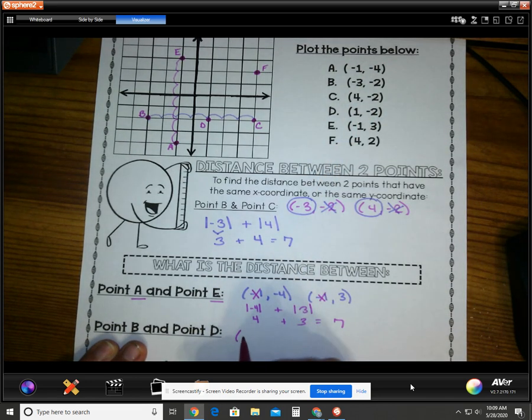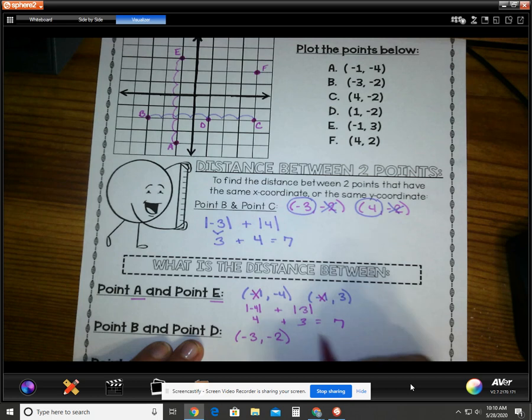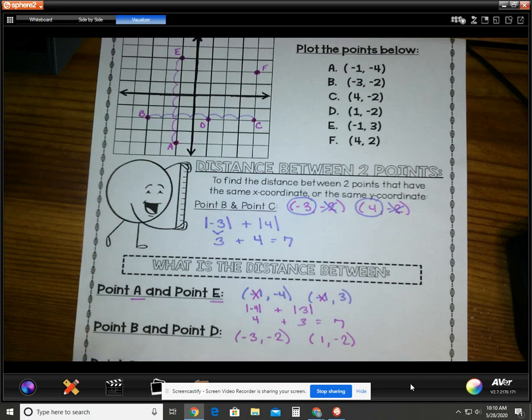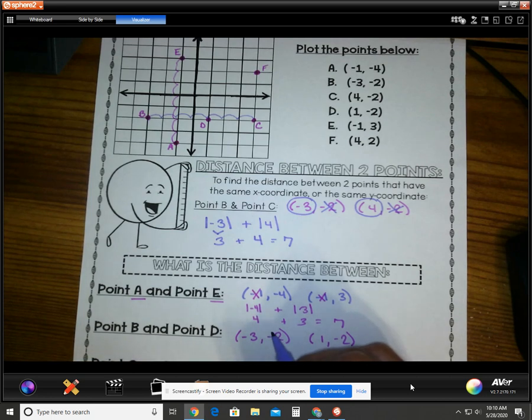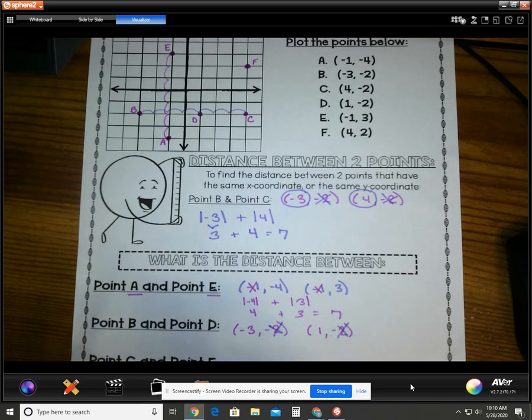I have -3, -2. That's for point B. Point D is at 1, -2, okay? I'm going to look for what they have in common. They both have -2s as their y coordinates, so I'm going to cross those out. And now I'm going to add their absolute values.